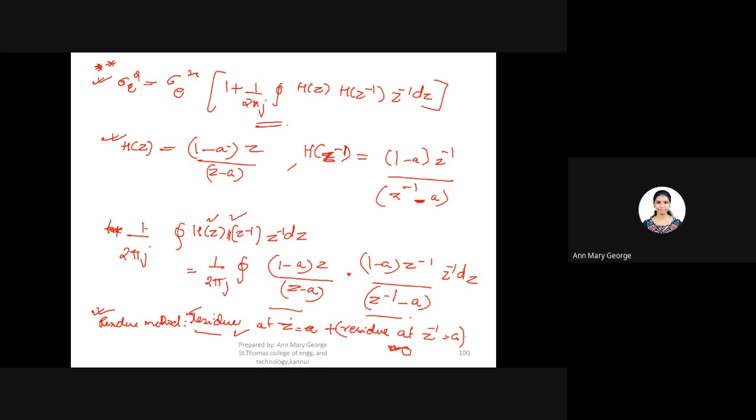There is only need to apply the residue method at z equal to a, and the residue at z inverse equal to a will be considered as 0. So we can take the residue at z equal to a.